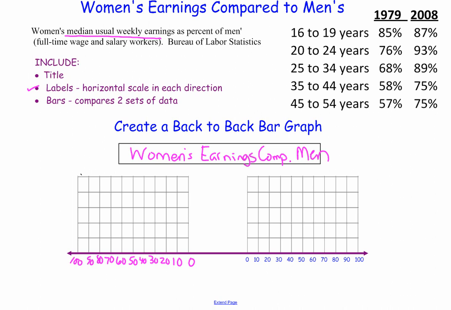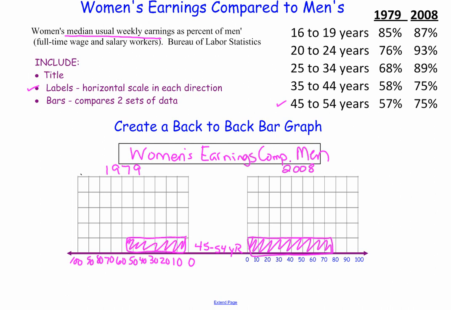And then the bars, we're going to use the bars to compare two sets of data. Now, for my first level, maybe I'll put the 45 to 54-year-olds on that bottom level. So in 1979, I think I'll make my left side the 1979 side and the right side my 2008 side. And so in 2008 it was 75. And I'll shade in my bar. And in 1979 it was 57%. Shading in 57%.